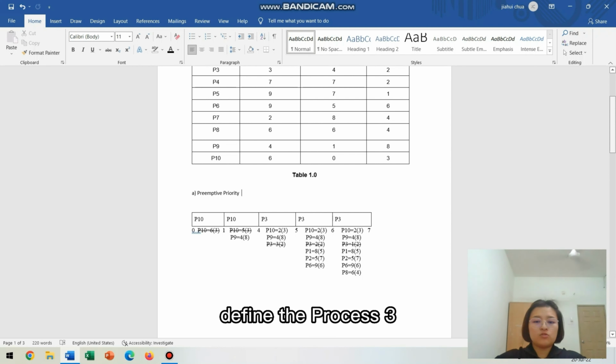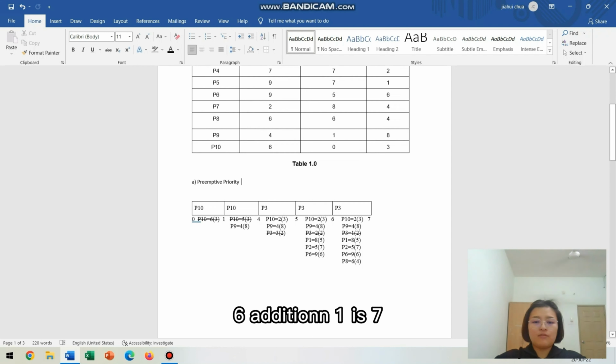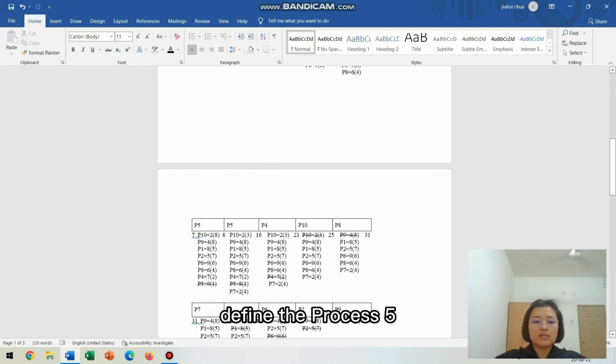Define the process 3. 4 additional 1 is 5. Define the process 3. 5 additional 1 is 6. Define the process 3. 6 additional 1 is 7. Define the process 5. 7 additional 1 is 8. Define the process 5. 8 additional 8 is 16. Define the process 4. 16 additional 7 is 23.